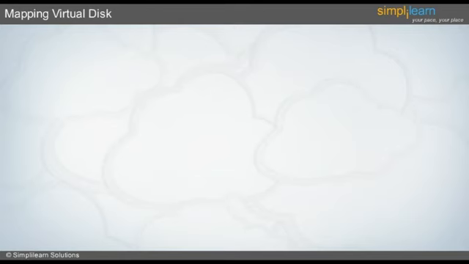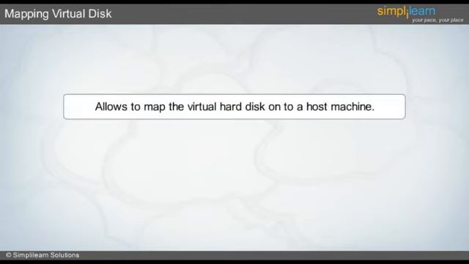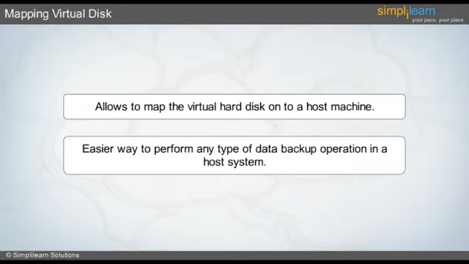VMware Workstation 8 allows us to map the contents of a virtual hard disk file to a drive letter. In other words, it allows us to map the virtual hard disk onto a host machine, thus making the contents of that virtual hard drive easily accessible to the host operating system. It's the easier way to perform any type of data backup operation in a host system.